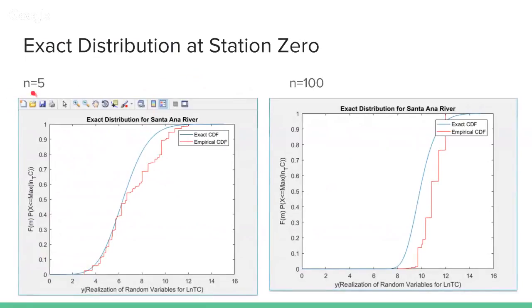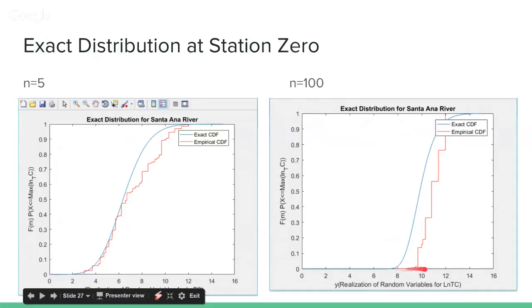So we picked different n values. The first one was n equals 5, the second one being n equals 100. We have our empirical CDF data, which is this red line, and you have the nice, smooth, exact CDF. If you look at the 100 value, the big difference with a higher n value is that the values tend to concentrate more towards one number. So this trends between 8 and 10. Here it spreads out a little bit more.